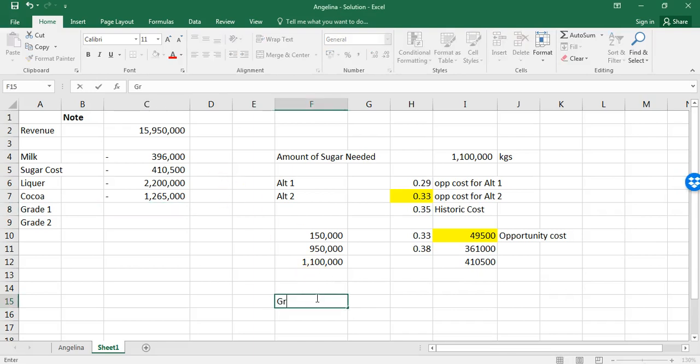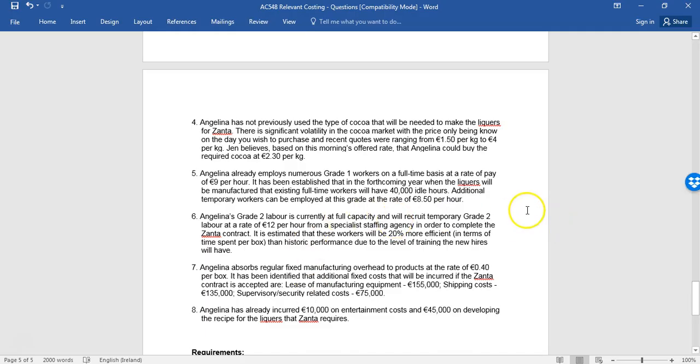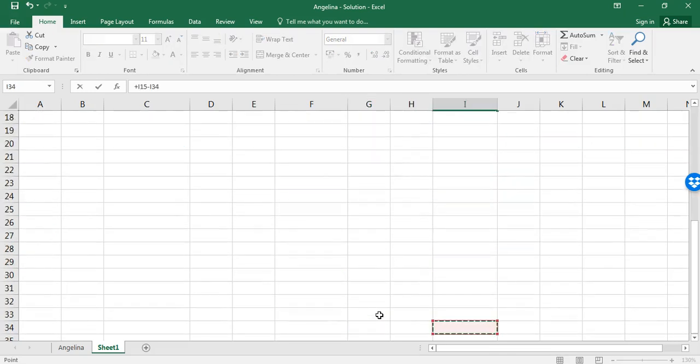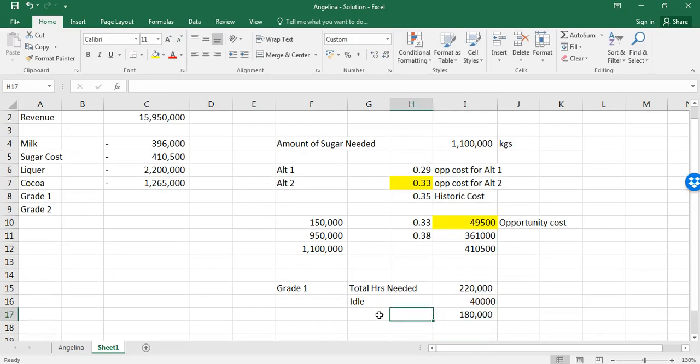So in this case, the grade 1, if we look at the total hours needed, it's 2.2 million times 0.1. So you need 220,000 hours of grade 1, of which you have idle hours of 40,000. So actually you only need to pay for an extra 180.